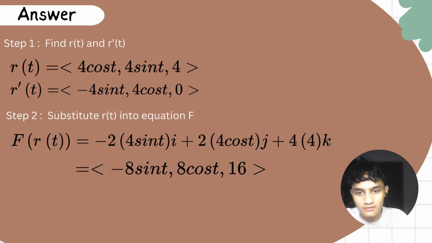So we move to step 2, which is to substitute r(t) into the equation of F. So in the equation of F, we substitute x with 4 cos t, y with 4 sin t, and z with 4. So the answer will be negative 8 sin t, 8 cos t, and 16. This is F(t).